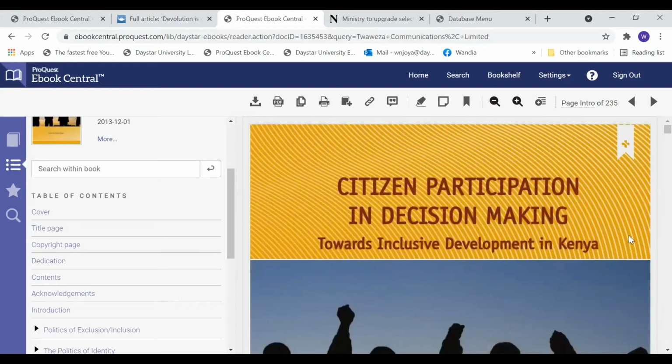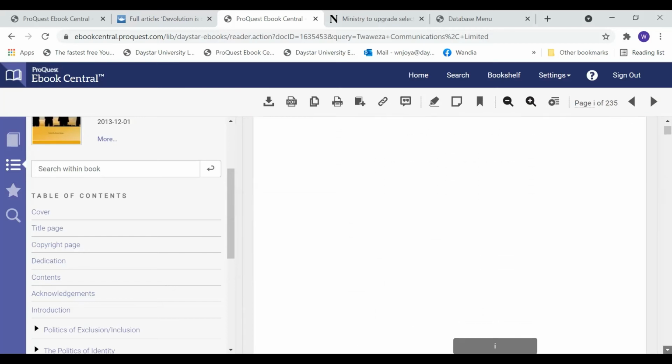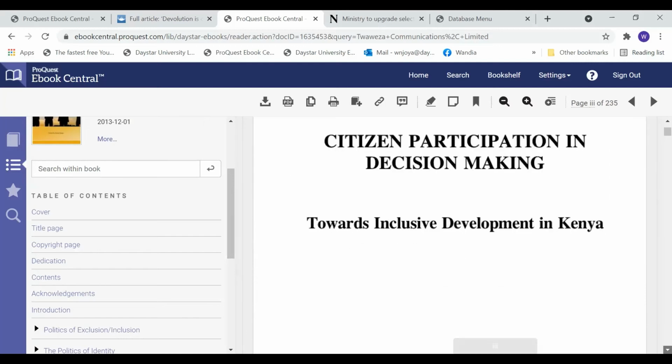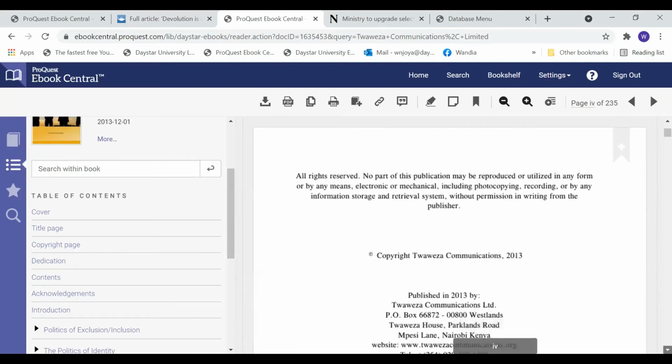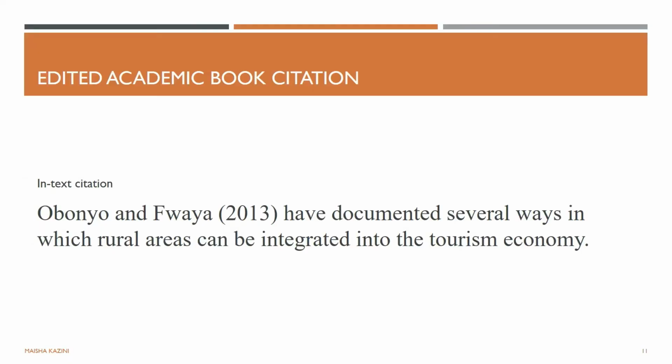But we need to explain where this particular article is found, and it is found in this book. So we have to put the whole title of the full book as well, and we put the name of the editor, and then we will put the publication details, which is usually found around page 4 here. So it's published by Twaweza Communications in Nairobi, and then we will put the page numbers. Let me show you how it looks.